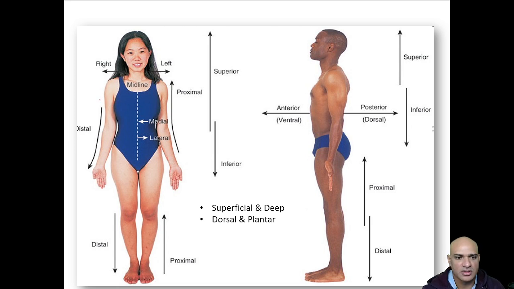So the first terminology that we'll understand is called the midline. Midline is the center line of the body. So the line that you can see here running right in the center, that's called the midline. Now, any point which is close to the midline is called medial. Any point which is away from the midline is called lateral.